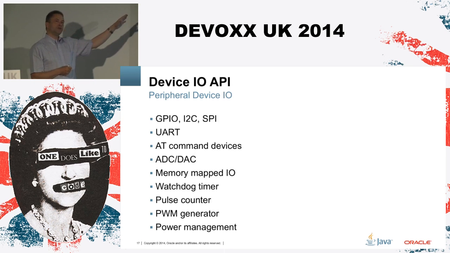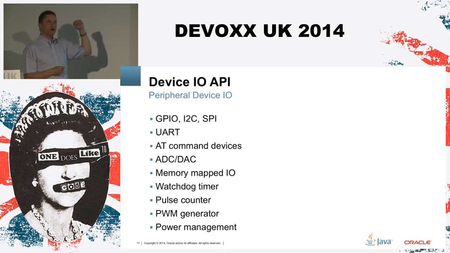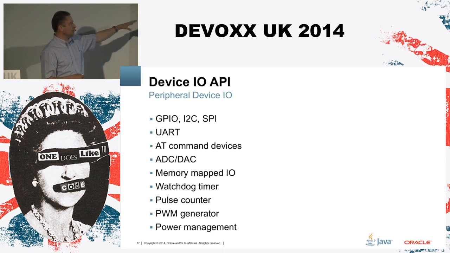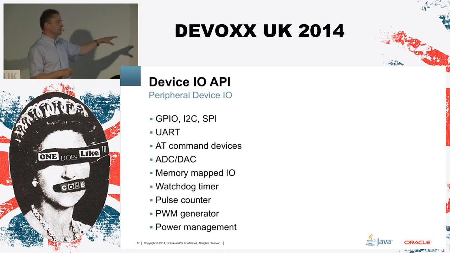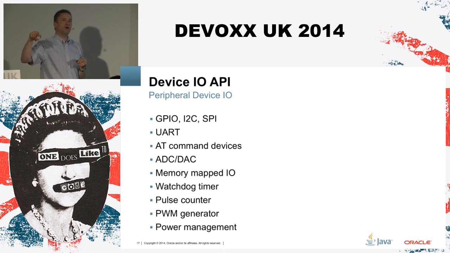Analog to digital converters and digital to analog converters are supported by the device I/O API, as well as memory mapped I/O. So you can map certain areas of memory in, and then you can effectively do things like peek and poke to set values and retrieve values. There's things like a watchdog timer, there's a pulse counter, so if you have pulses coming in on a particular pin, you can count those pulses. And if you want to control something like a motor, then there's also the ability to do pulse width modulation generation. So you can actually set up a pulse on a particular pin and have it last for a certain amount of time. That way you can control the speed of something like a motor.